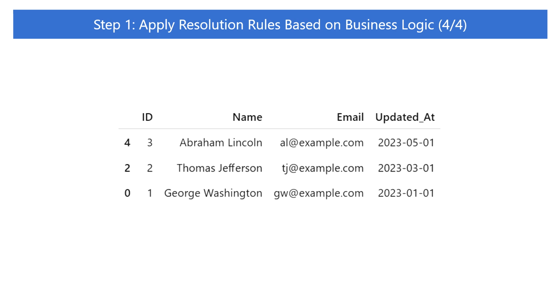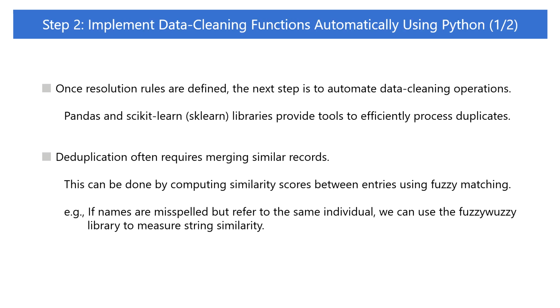This approach ensures that duplicate records are resolved systematically based on a clear business rule, in this case, keeping the most recent entry. Once resolution rules are defined, the next step is to automate data cleaning operations. The Pandas and scikit-learn libraries in Python provide tools to efficiently process duplicates. In addition to direct removal, deduplication often requires merging similar records. This can be done by computing similarity scores between entries using fuzzy matching.